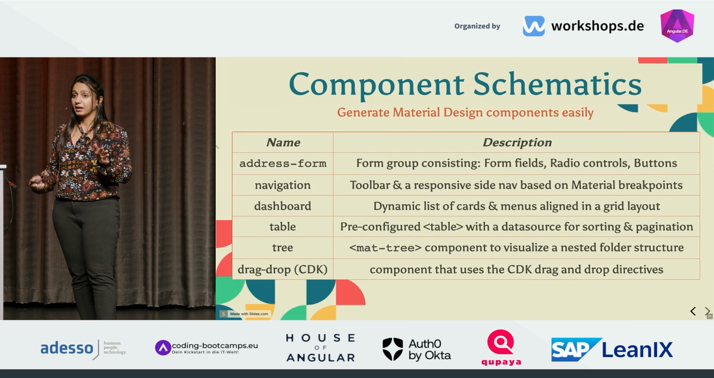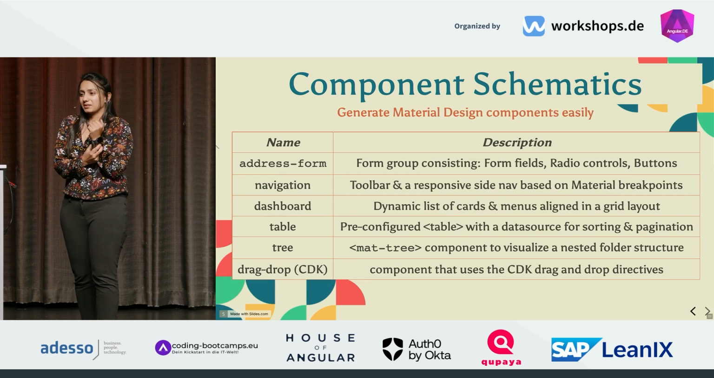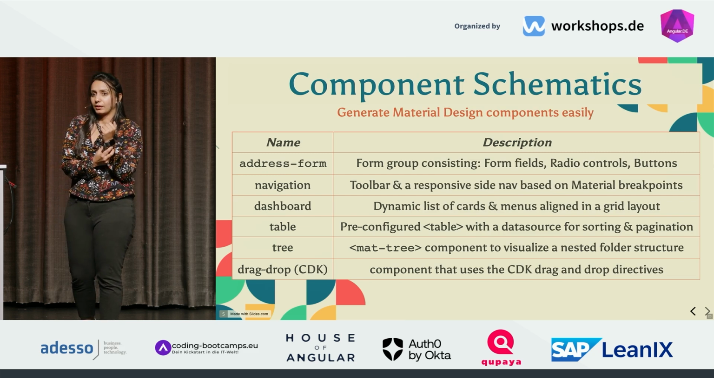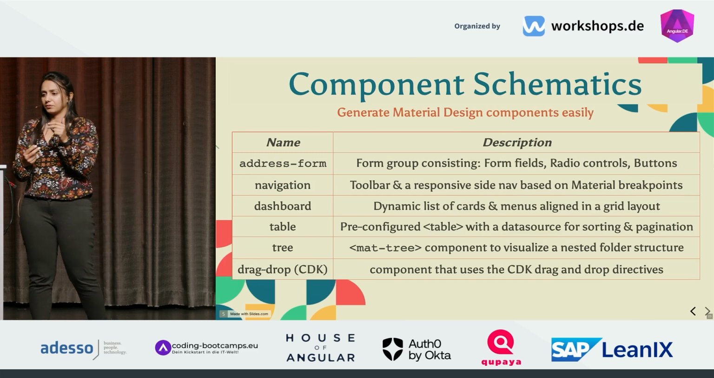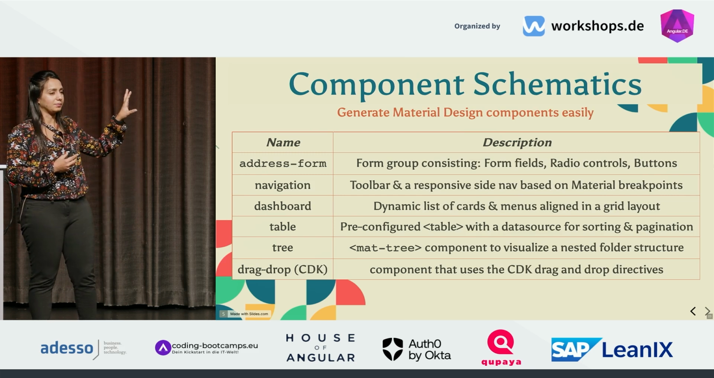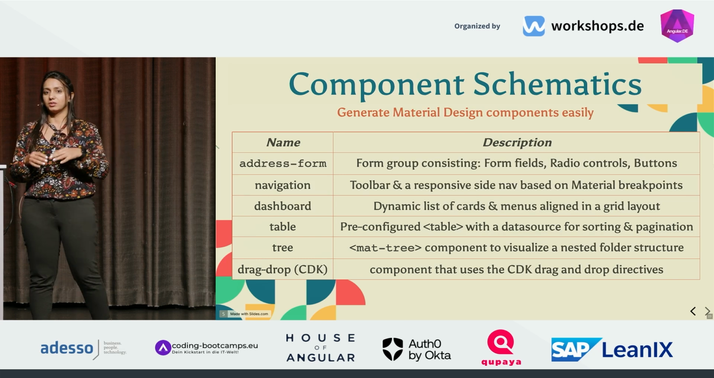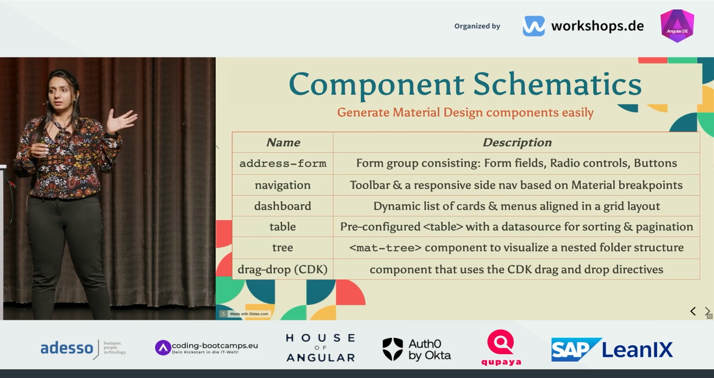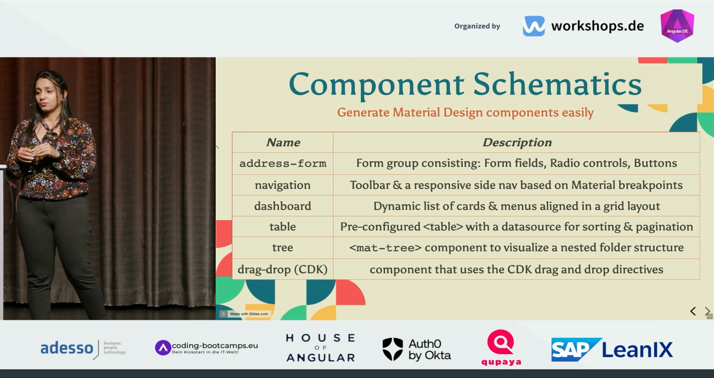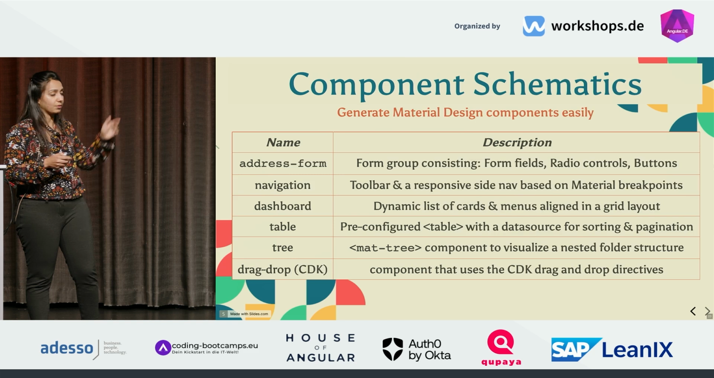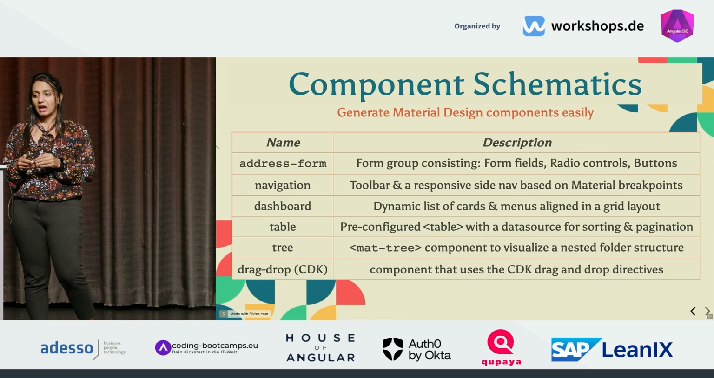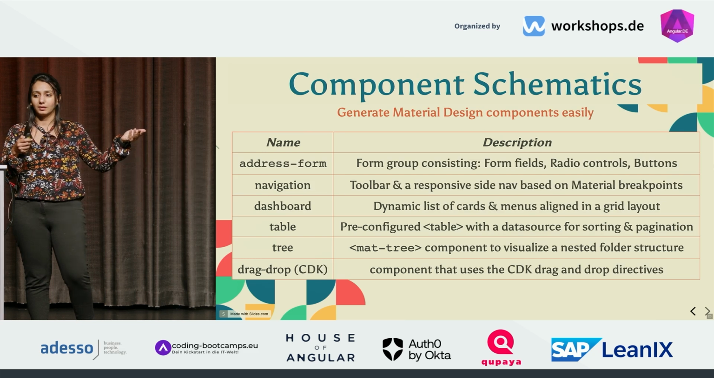And another thing that you get when you update to v18 now are component schematics, and these are so straightforward. How many are there? 1, 2, 3, 4, 5. Five of them are just out-of-the-box Material components, where you generate the schematic and it generates a component that would have the exact functionality of an address form or navigation or dashboard or whatever you choose to pick. So you don't have to write a single line of code, and you just have an address form generated for you.